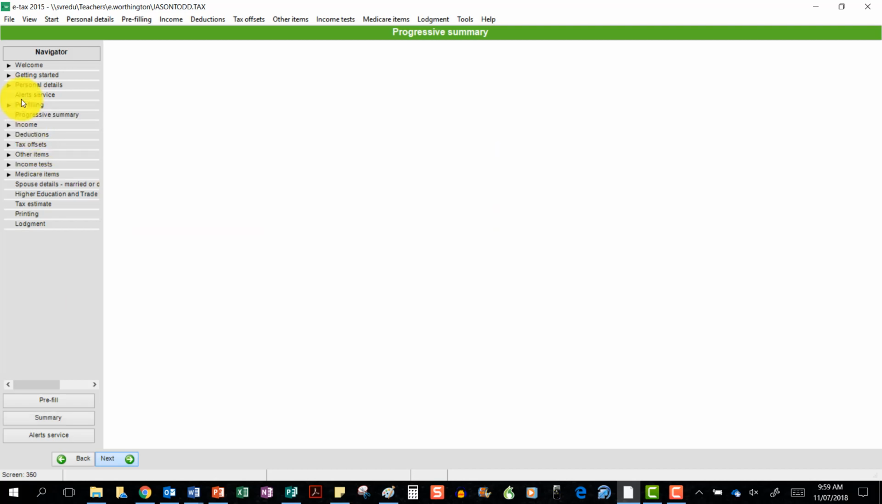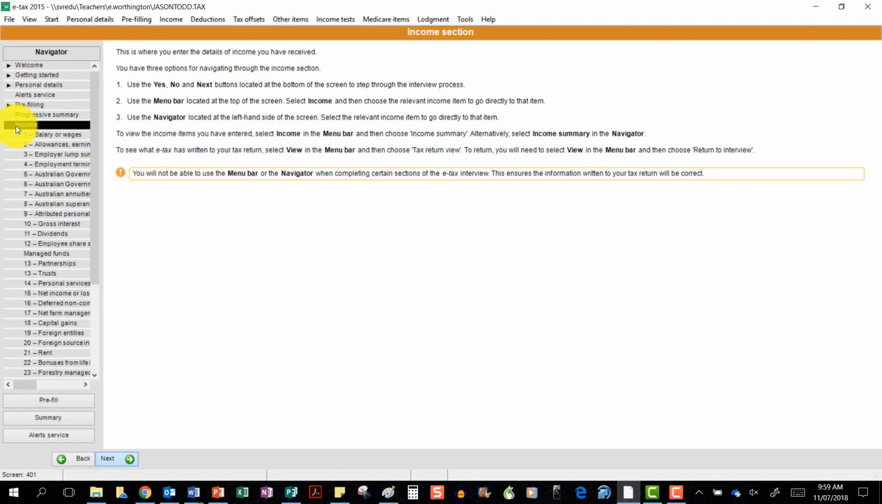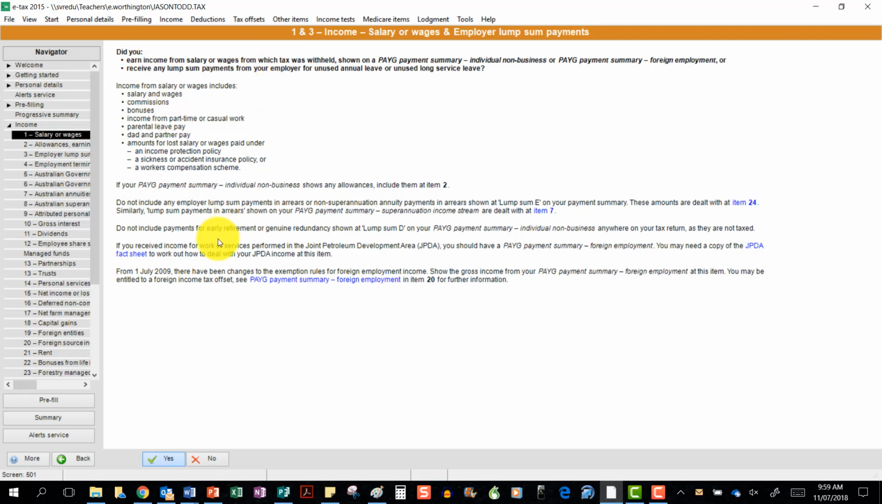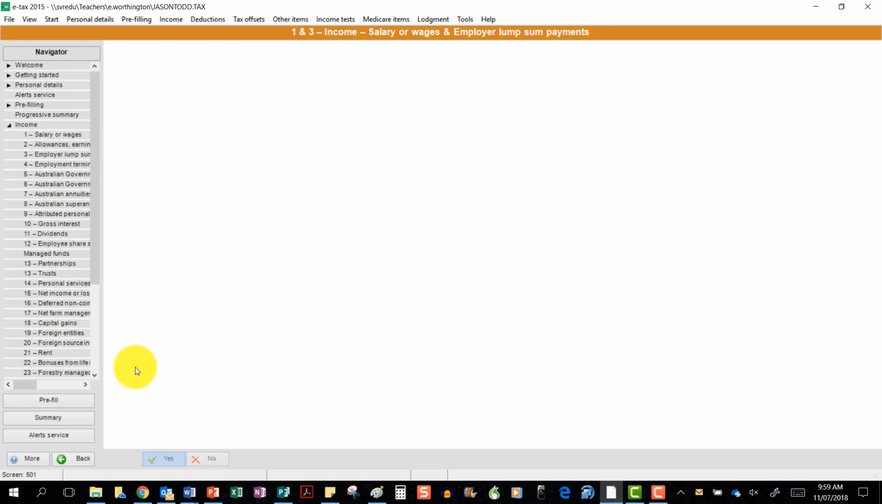So if we start with our income, when you click on the income up here, it gives you all the different ones that you can enter. Okay, so we want to start with, obviously, Wing Commander Jason Todd had a salary. So did you earn income from a salary or wages for which tax was withheld? Absolutely. And we will click yes, we did.